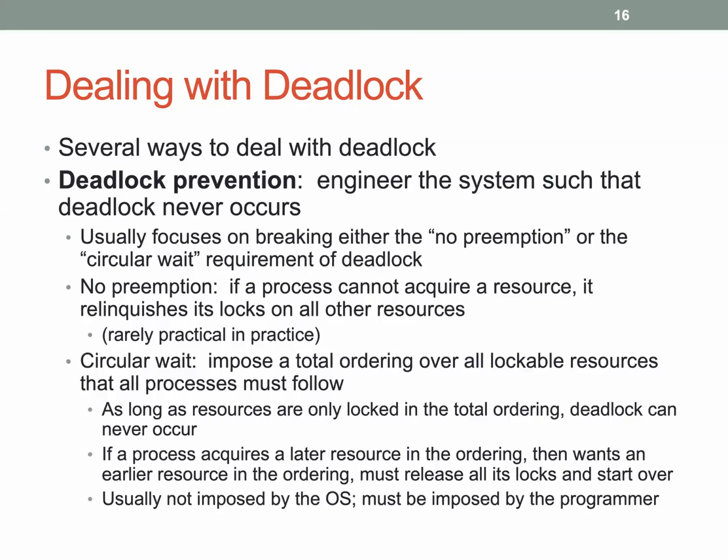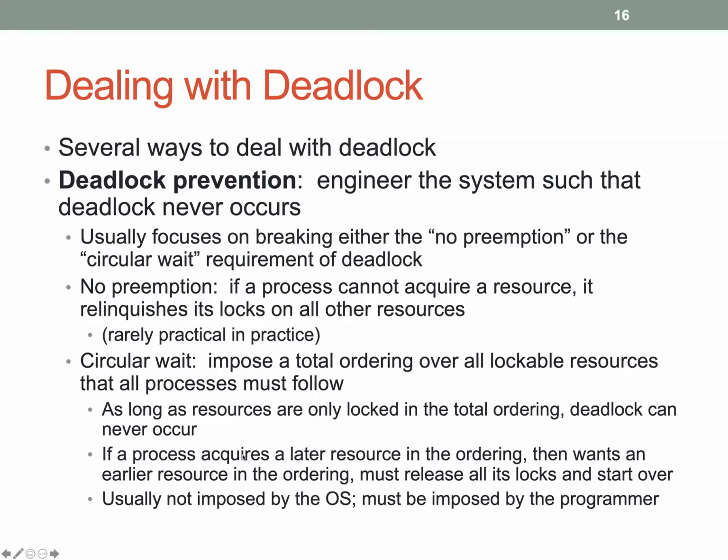Circular wait is extremely common. Basically what we do is we have a total ordering over all the lockable resources, and all the processes are required to follow the same total ordering. And basically, if you have a total ordering like this, it's not possible to generate a cycle in your deadlock.